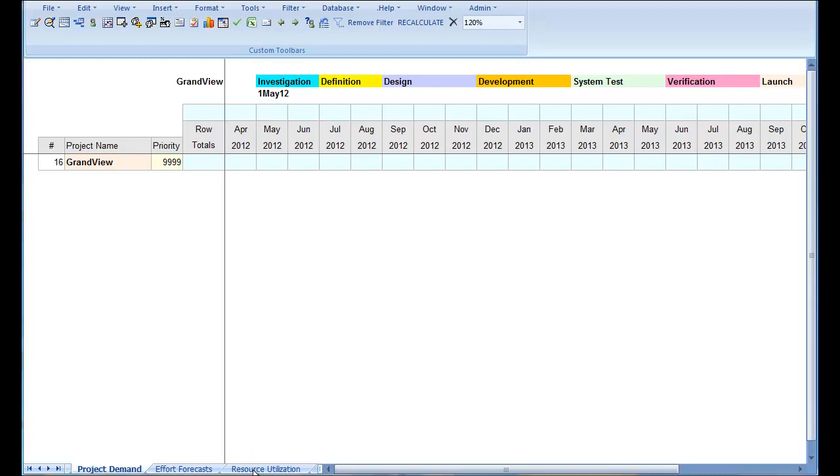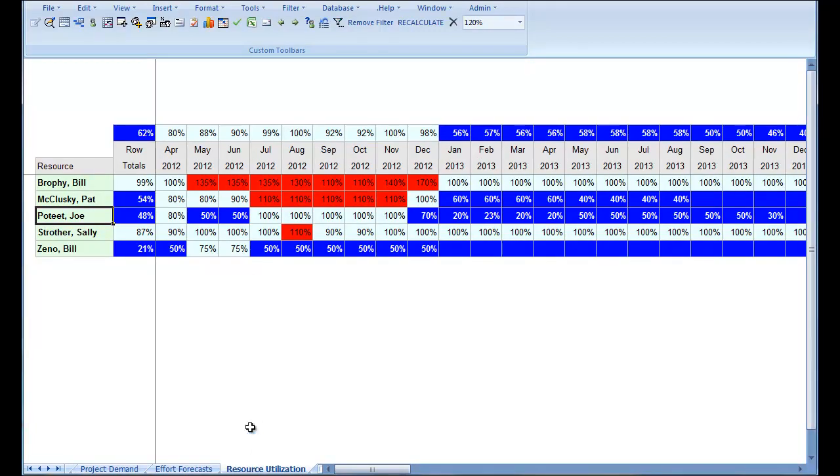So I look at the resource utilization view where I see my organization listed, all the people, and in each time period, I see the total demand from all projects divided by their capacity. Where demand exceeds their capacity, we highlight in red. Where demand is significantly less than capacity, we highlight in dark blue.